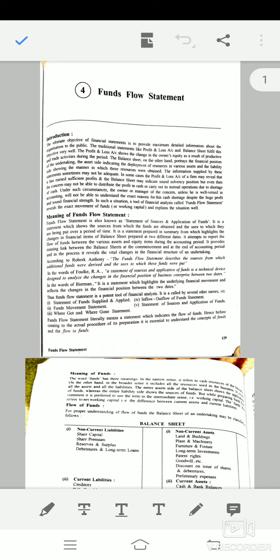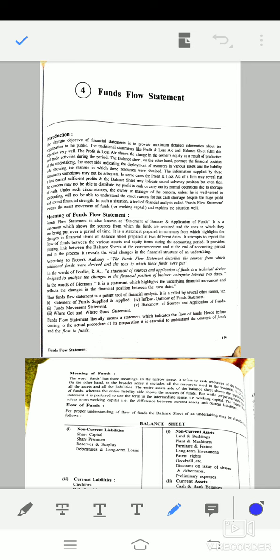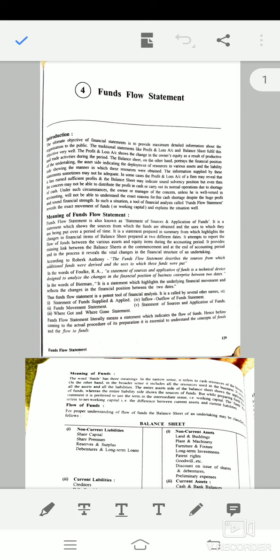But in the case of fund flow statement, what is fund? Fund here refers to net working capital. Okay. So how do we calculate our net working capital? When we deduct the current liabilities from the current assets, we get the working capital. We know. Okay. Now, what is flow of fund?